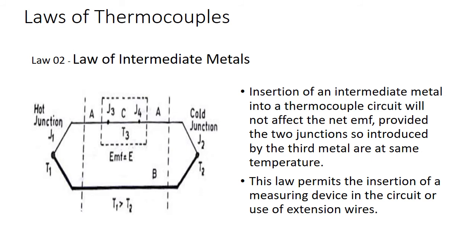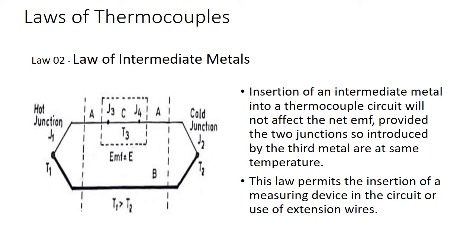The next law is the law of intermediate metals. Suppose you have a thermocouple with two metals, say A and B, and they form two junctions, J1 and J2, of which one is a hot junction and the other is a cold junction. Suppose we insert one more metal into this setup, metal C, as shown in the figure. Metal C is inserted in the circuit by cutting metal A. Whenever we insert metal C in the setup, it will form two more junctions, J3 and J4.